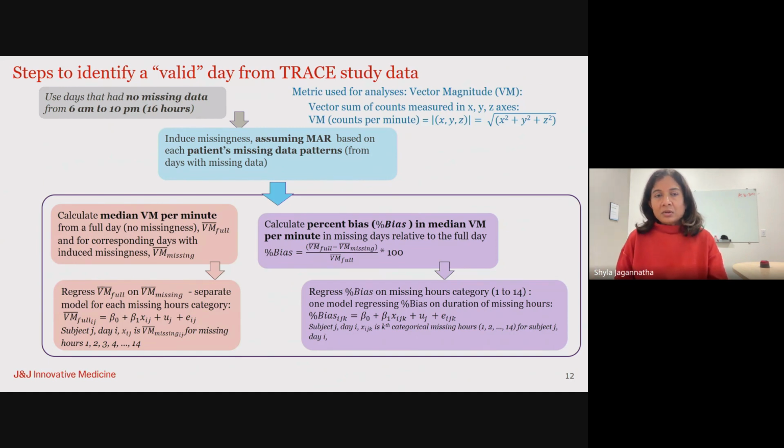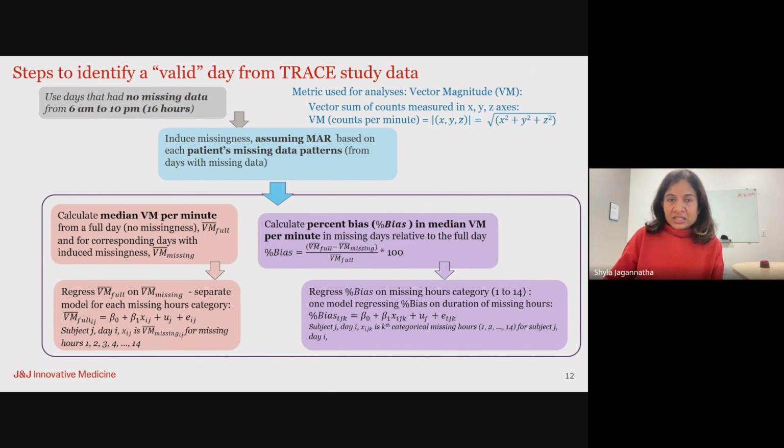So what we did was take those days that had complete data for each subject, look at their missing data patterns from their incomplete days, and then induce missingness in the complete day data. So we have 2 data sets of the complete days: the complete day, and the data where we have induced missingness on that. So we'll be able to compare how the missingness is affecting that. And we did that for each patient.